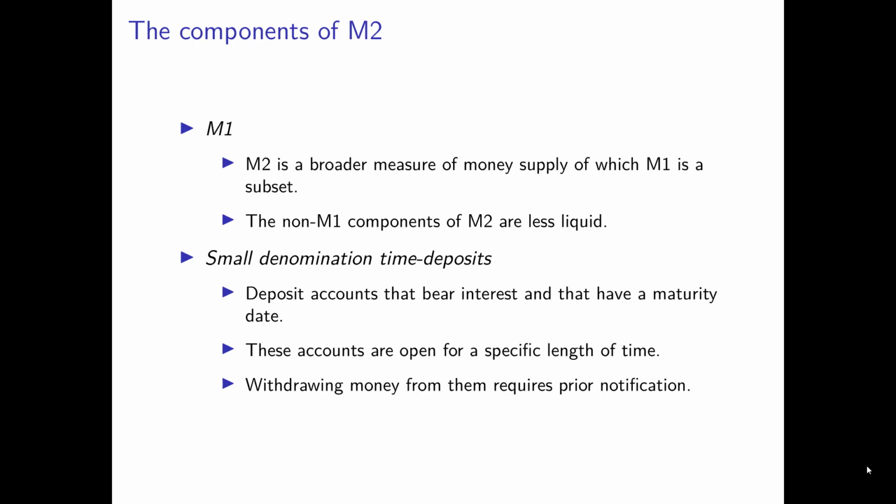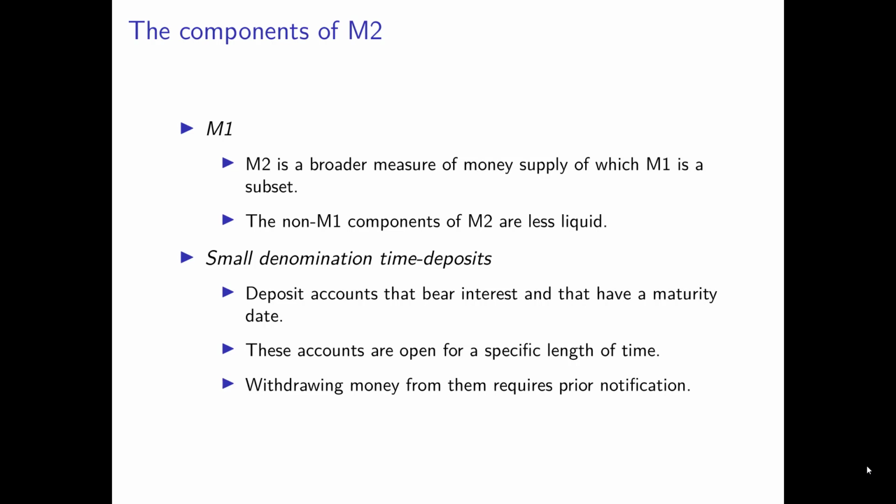So the first component of M2, as you can see, is M1 itself. So everything that is in M1 is also in M2. Currency, demand deposits, and other checkable deposits are in M2 as well. And to that, we add small time deposits, or small denomination time deposits. And these are essentially accounts that you open for a specific length of time during which your ability to withdraw the money is limited. But during that time, the account bears interest.